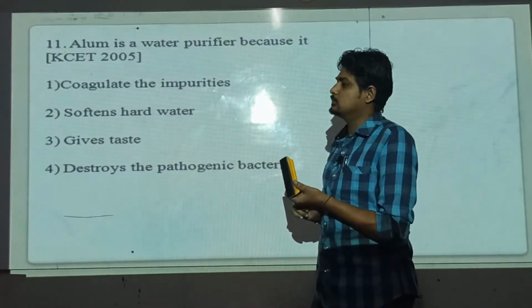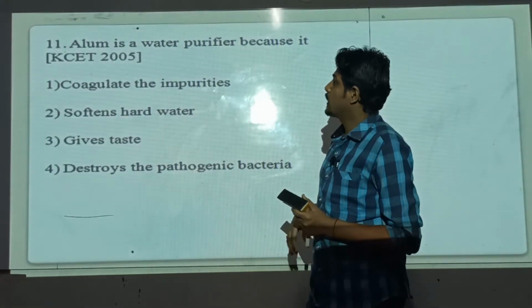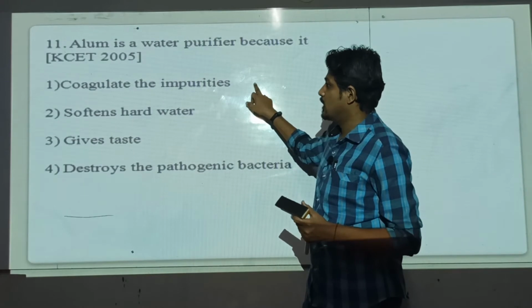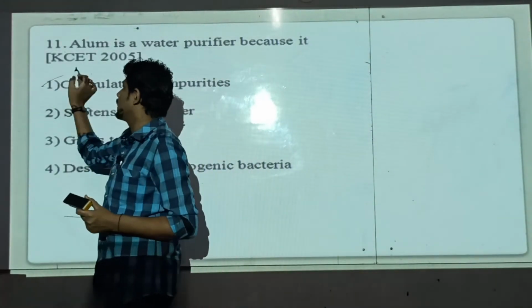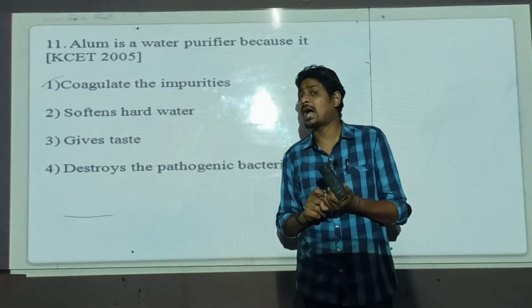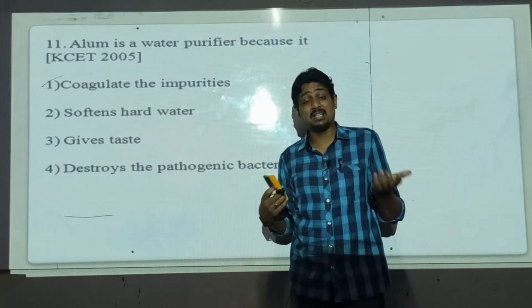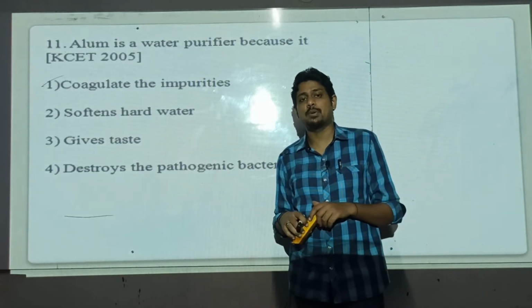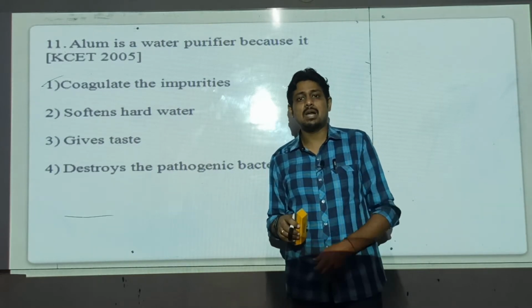Potash alum: alum is a water purifier because it coagulates the impurities, softens the hard water. It coagulates means, in the old days they used to bring the potash alum. You might have seen, I have seen at least. Whenever we used to go to our villages or native places during our childhood, our uncles and all, they used to bring this potash alum and throw it in the well.